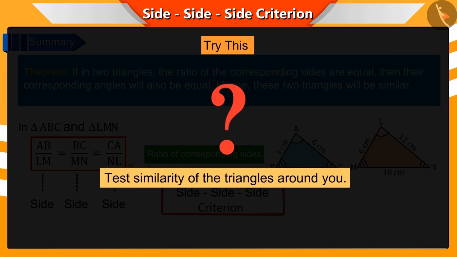Can you test the similarity of triangles around you in real life? In the next video, we will look at an interesting example based on this.